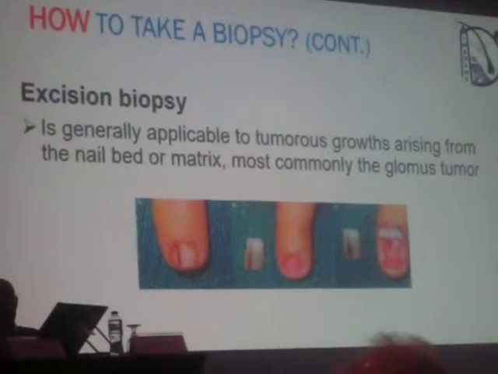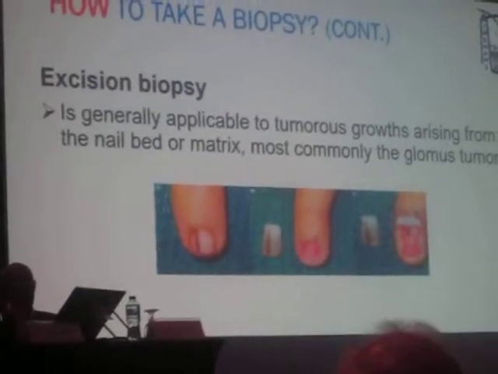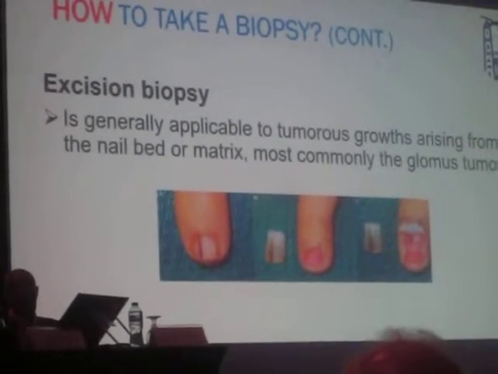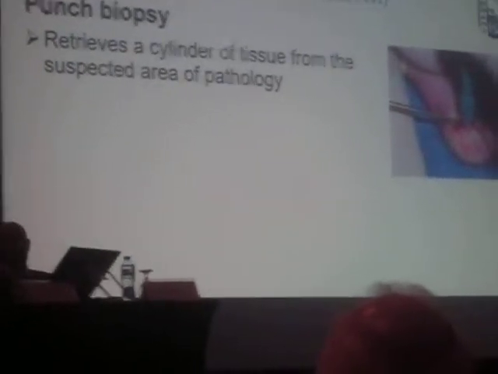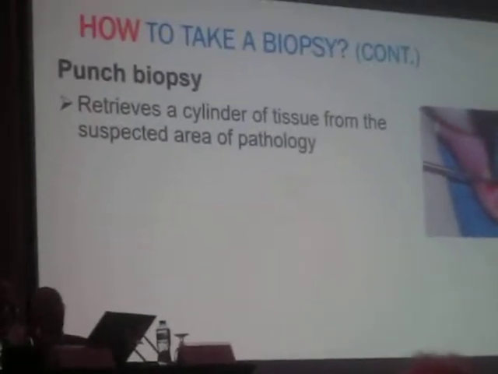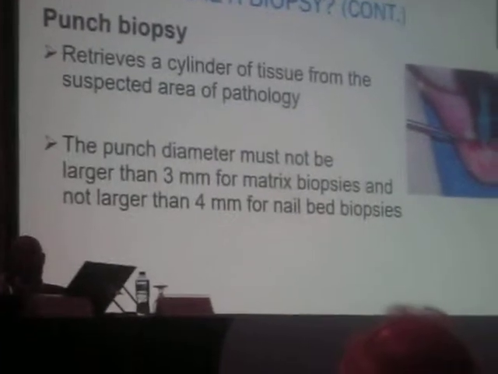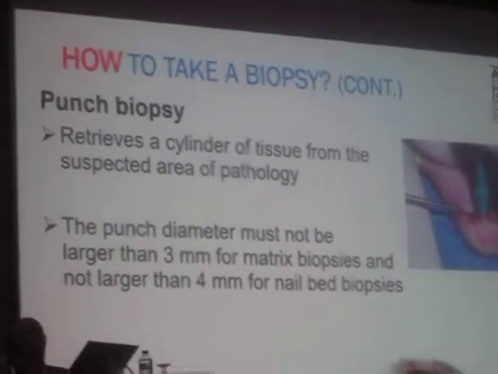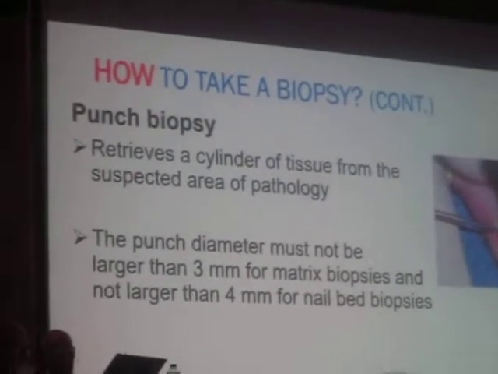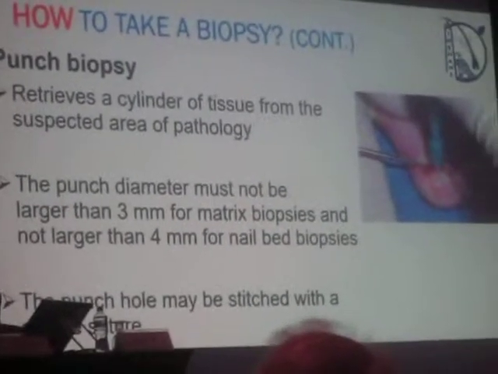It's generally applicable to tumor growths arising from the nail bed or nail matrix, and most commonly glomus tumor. Punch biopsy, in which we use a punch that retrieves a cylinder of tissue from the suspected area of pathology. Punch diameter must not be greater than 3 millimeters for matrix biopsies and not more than 4 millimeters for nail bed biopsies. The punch hole may be stitched.